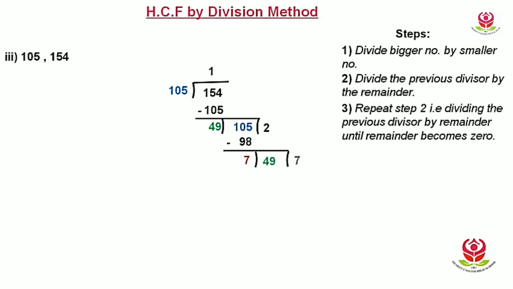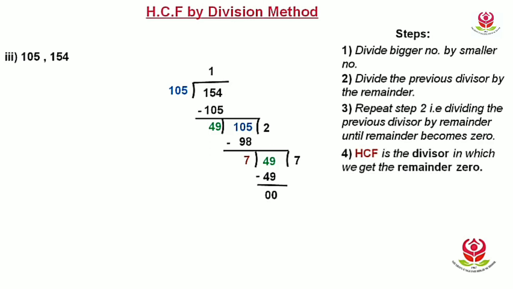So if you see, we get the remainder 0. So as we have seen in the previous two examples, HCF is the divisor in which we get the remainder 0. So 7 is the divisor over here in which we get the remainder 0. So our HCF is 7. Hope you have understood all the three examples.